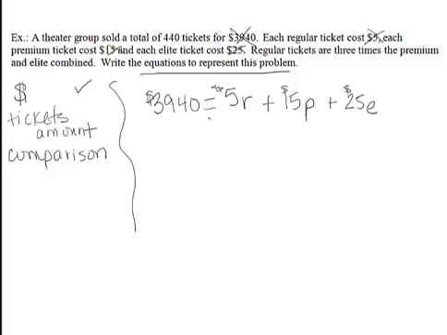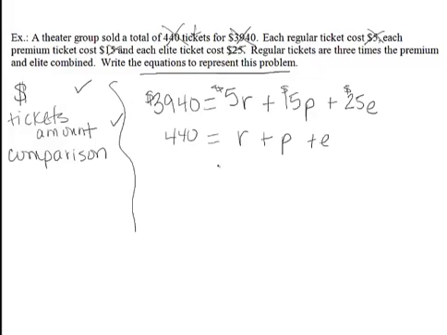Okay, now let's talk about tickets. Do we know anything about how many regular tickets were sold? I have no idea. Do we know how many premiums? Nope, it doesn't say that anywhere. And we have no idea how many elite. But what we do know is if you add up all the tickets together, all three kinds, we do know how many total tickets were sold. 440.